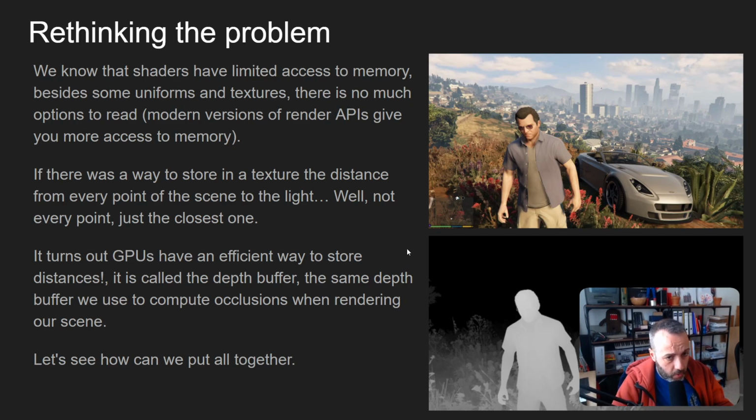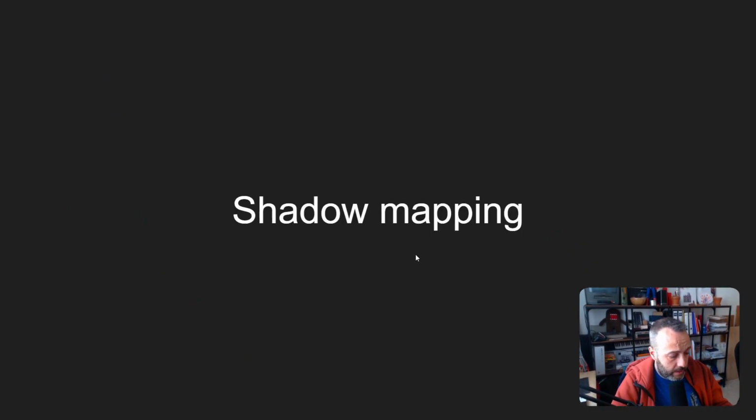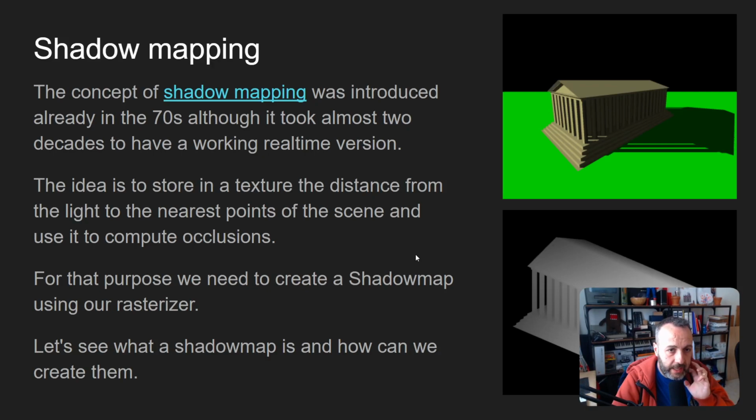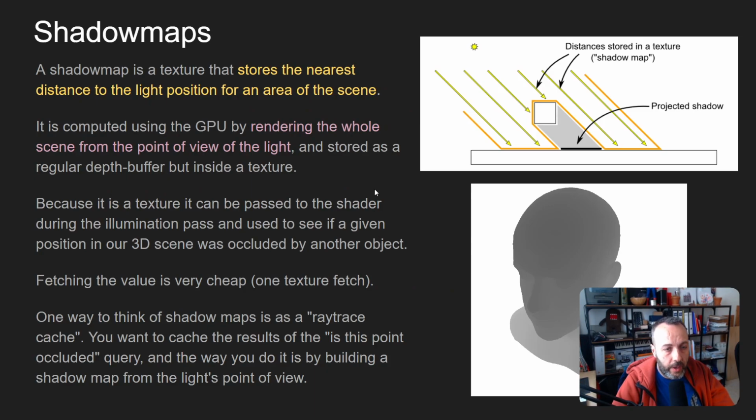So how does the algorithm work? Shadow mapping, this is the name that we usually use. The idea was created during the 70s, although in the 70s they didn't have the power to execute it in real time. It had to wait 20 years.